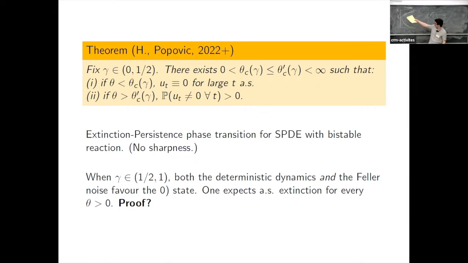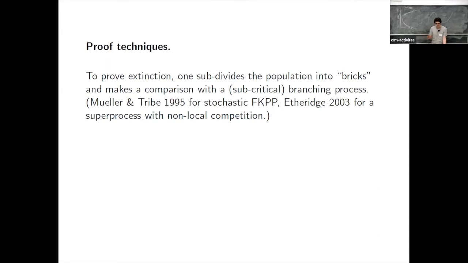And now we'll go back to talking a bit about how you prove these transitions between extinction and persistence when the deterministic dynamics favor the occupied state and the traveling waves have positive velocity. I won't get too much into the proof techniques, but I'll sketch basically how Mueller and Tribe, and what we're also doing for our proof, prove extinction and persistence. So in the extinction proof, you can rescale the equation if you like, so that your free parameter is sitting in front of your Laplacian, and small theta corresponds to small diffusion.